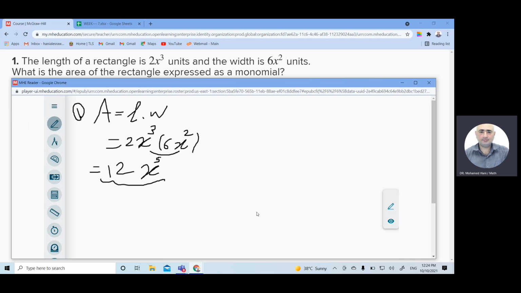So this is a revision. Today we want to learn roots. We have many kinds of roots. The first idea we want to learn is the meaning of the square root.